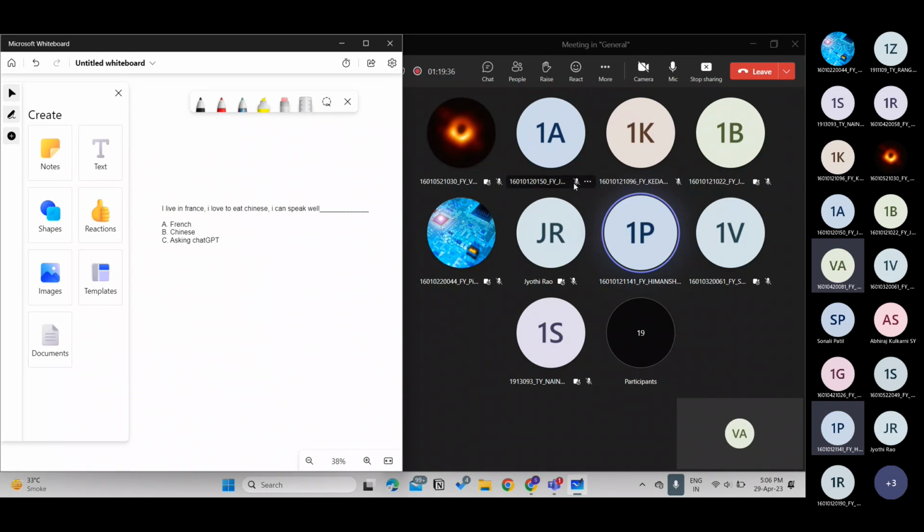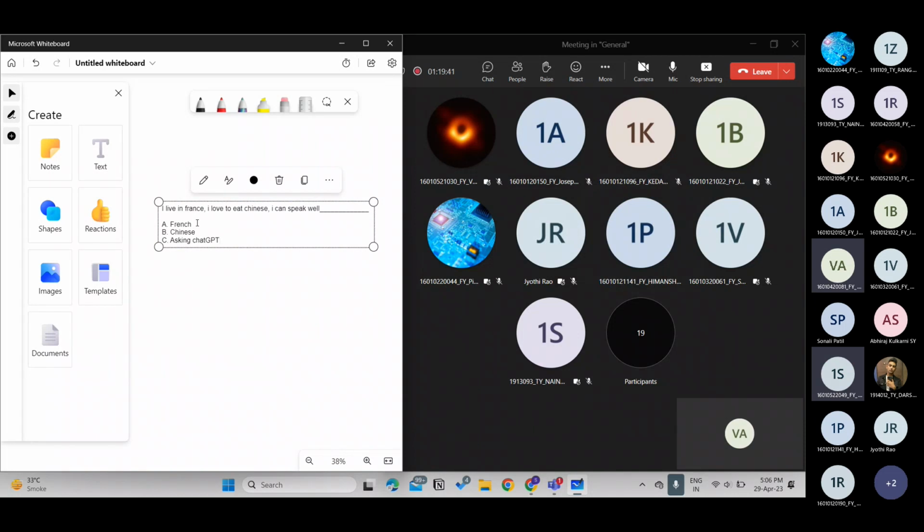You can speak. French, I guess. Okay, so I got one vote for French. Anyone else? Option A, French, okay. Anyone else supporting any other option, or asking ChatGPT as of now? No one is supporting Chinese, as I see here. Is there anyone who is saying option B or option C also? You can unmute if you want to.